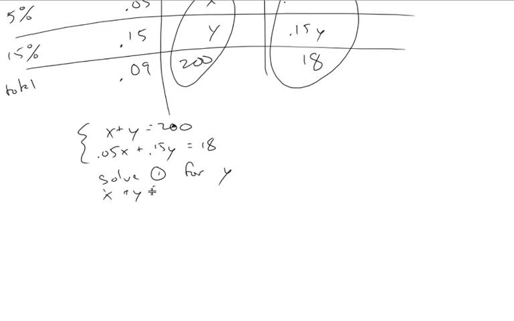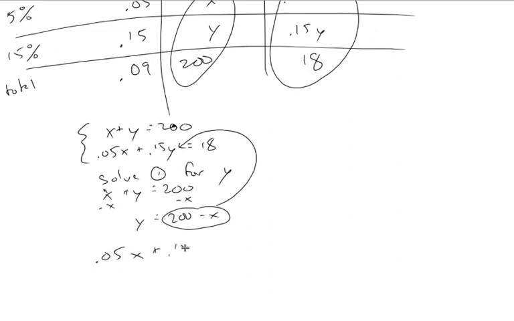So x plus y equals 200. When I solve that for y, I want to subtract x from both sides to get rid of the x. I get y equals 200 minus x. And since that's what y is, I can plug that into the location of y in the other equation. So this gives me 0.05x plus 0.15 times whatever y was equals 18. And the value of y was 200 minus x.